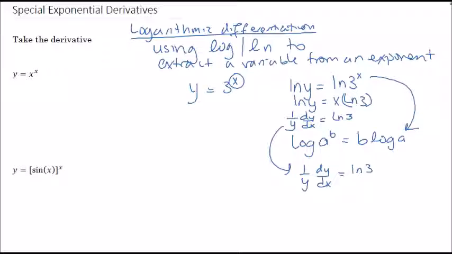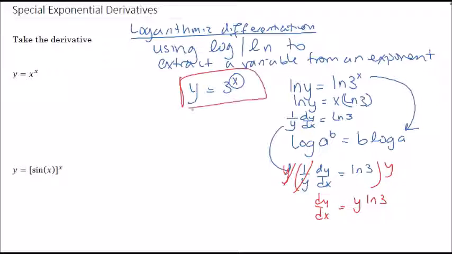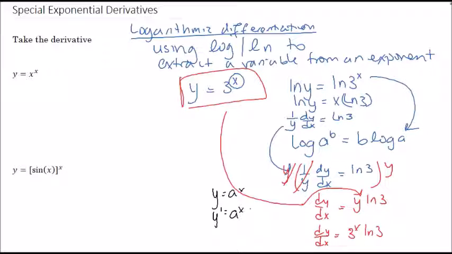Now we're going to multiply both sides by y to get dy dx by itself. So now my dy dx is y times ln of 3. And y, from the very beginning of this problem, is 3 to the x. So I can substitute that in, and we get 3 to the x ln of 3. Now again, you may remember the equation that if y is equivalent to a to the x, then the derivative of it is a to the x ln of a. Well, that's how we get this. If I were to perform these steps with any number other than 3, it would work exactly the same way.